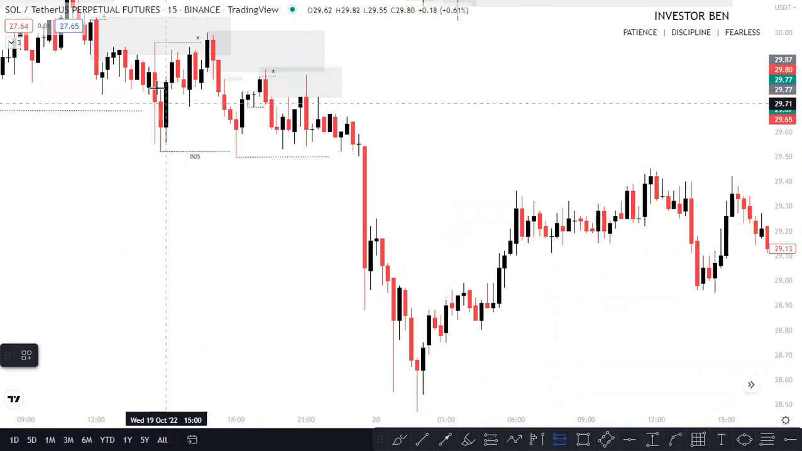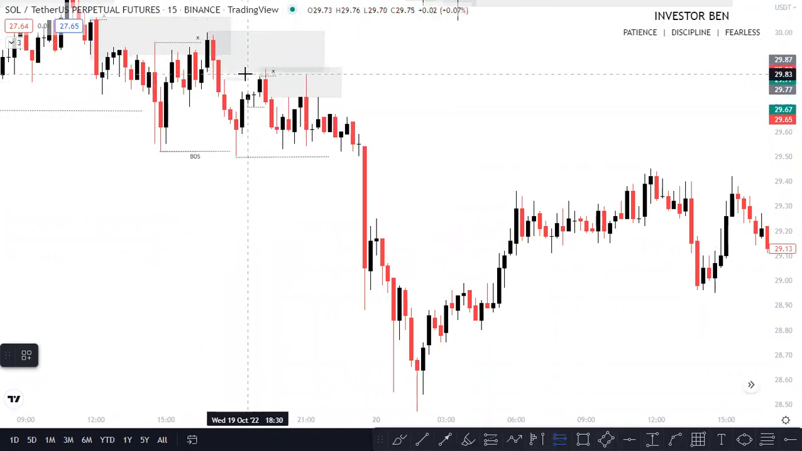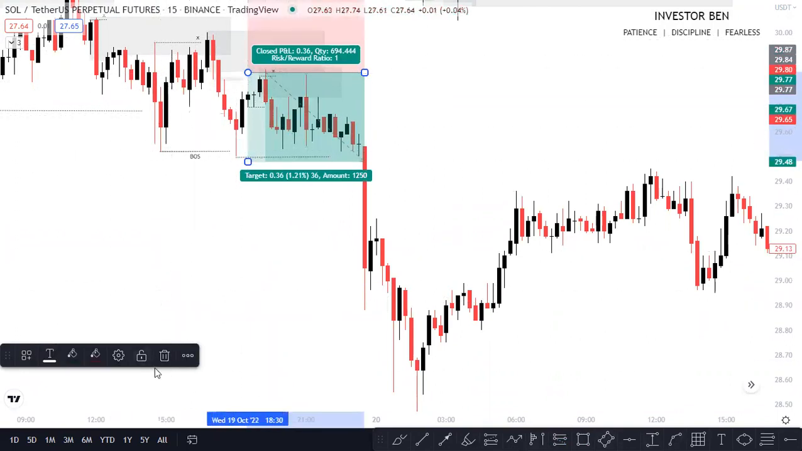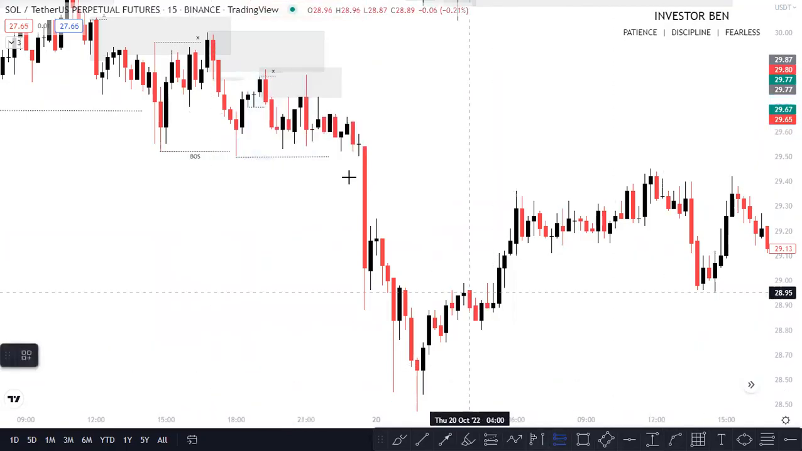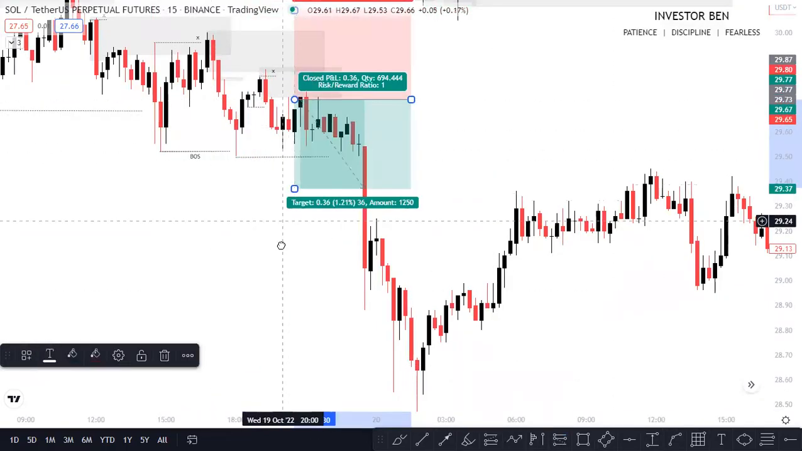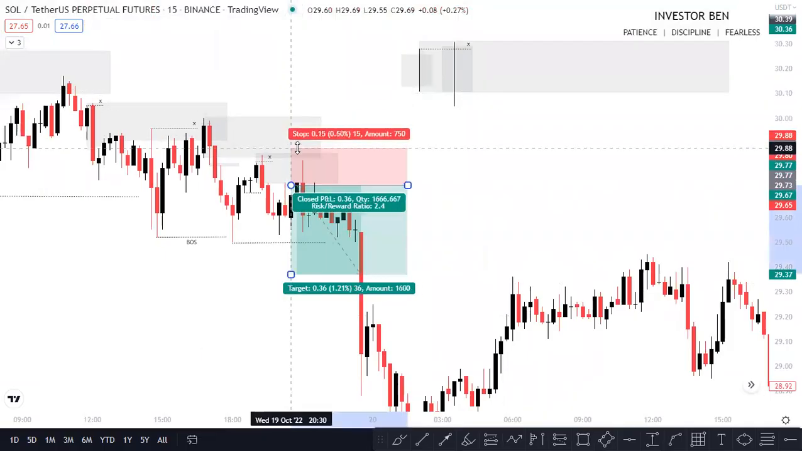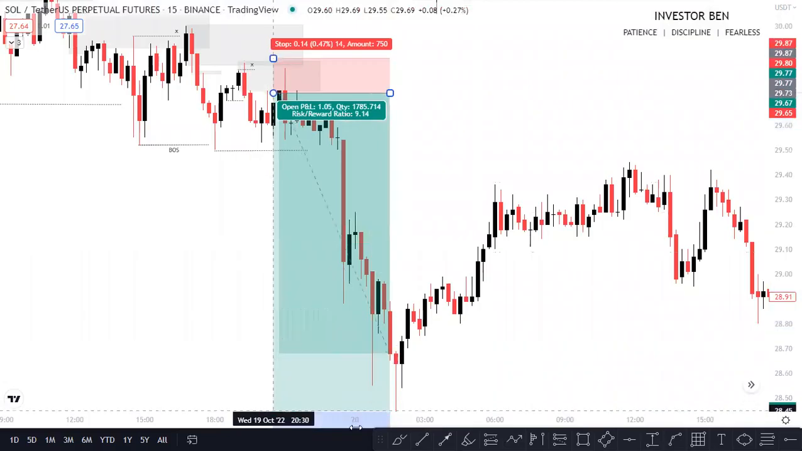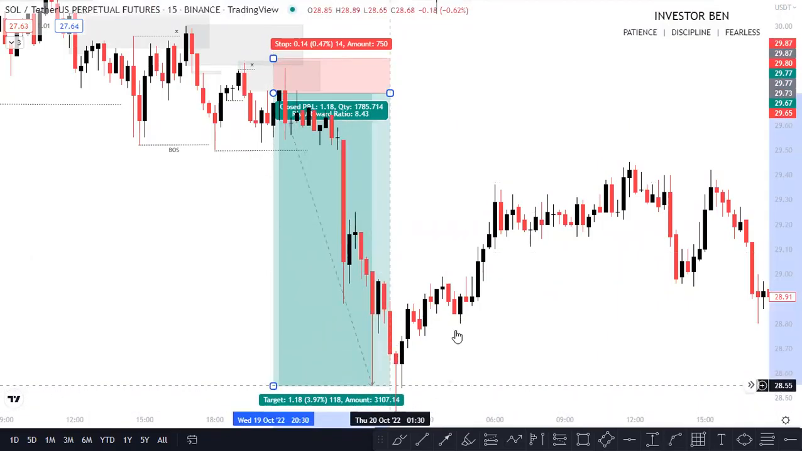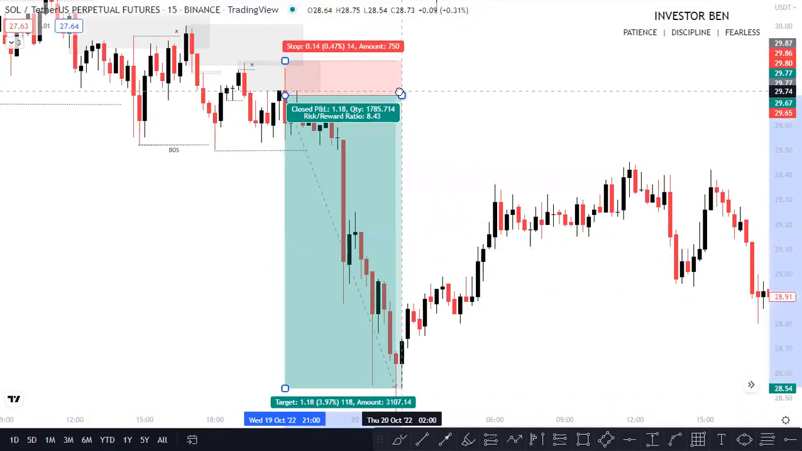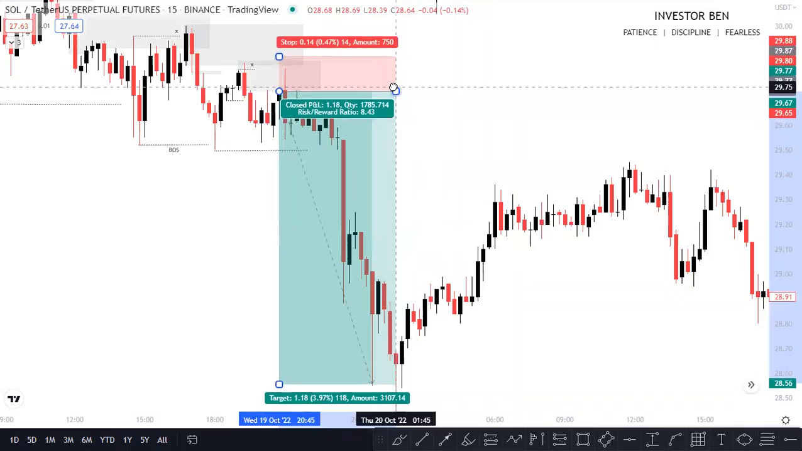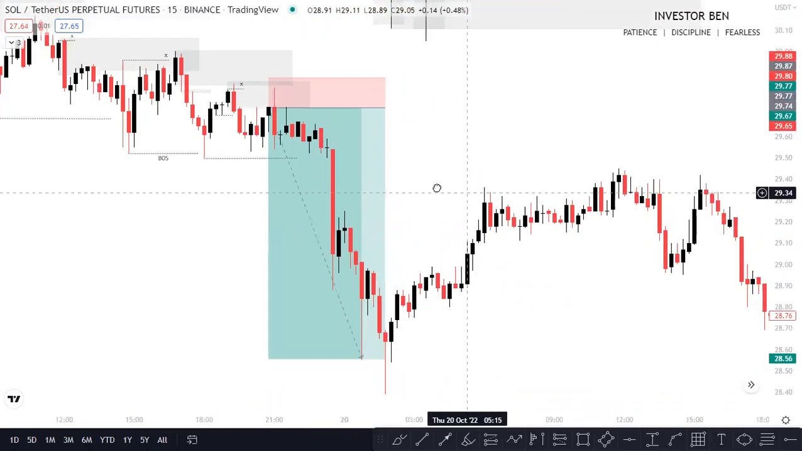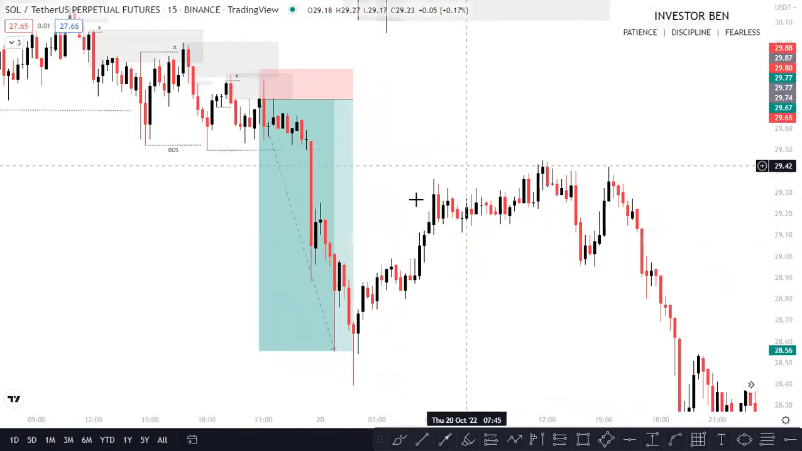So if you chose not to enter here, you would see another entry here to sell from. If you chose not to enter from there, you would see another entry, which is here, to sell the market to the downside. And I prefer this because it gives you a smaller stop loss size, and it was a nice trade delivery.